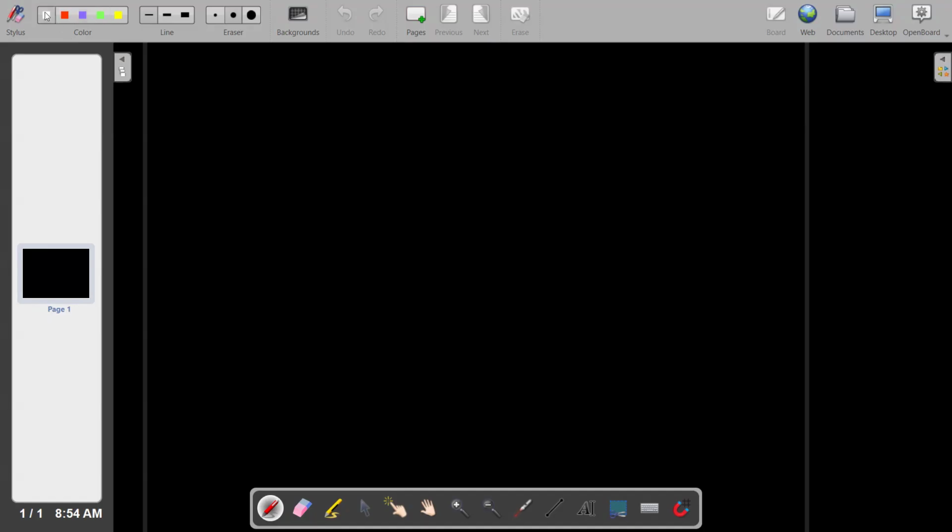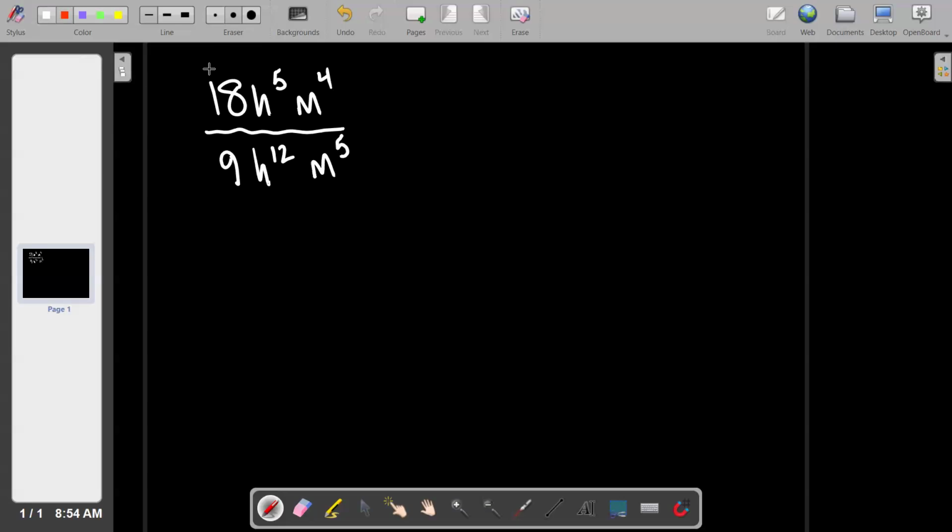So the problem starts as 18h to the 5 m to the 4, and it's over 9h to the 12th and m to the 5. So we're just going to hit this in 3 parts. We're going to start with the numbers that have nothing to do with algebra. 18 and 9 can both be divided by 9. If you divide them both by 9, 18 becomes a 2 and 9 becomes a 1.